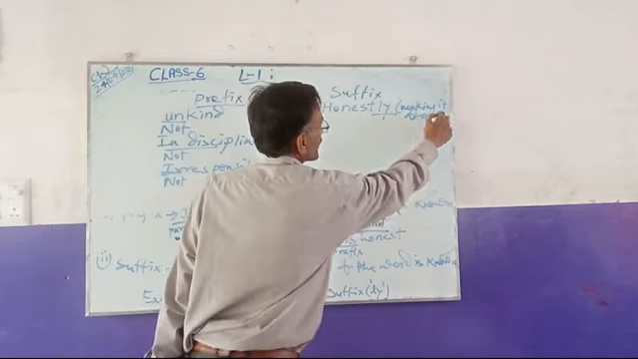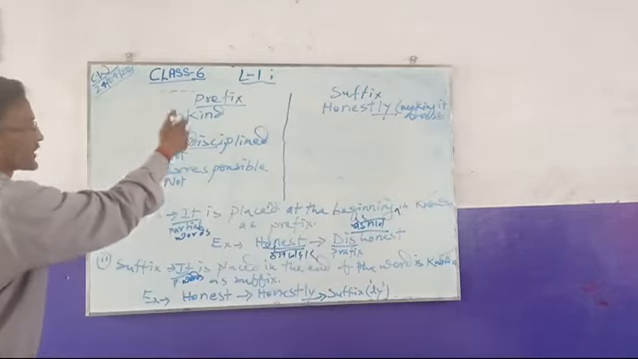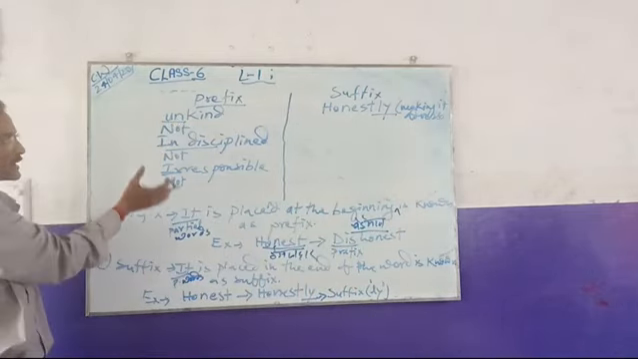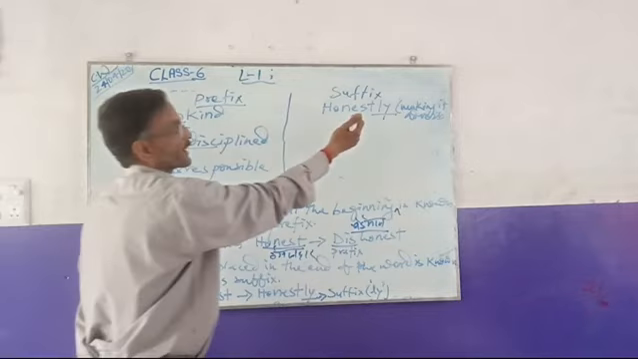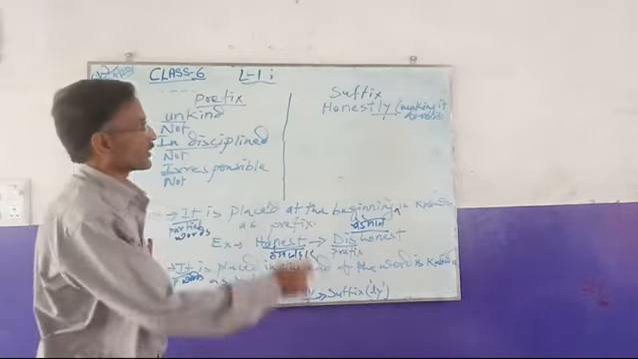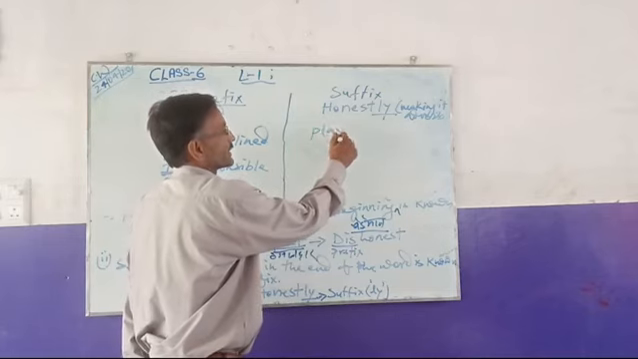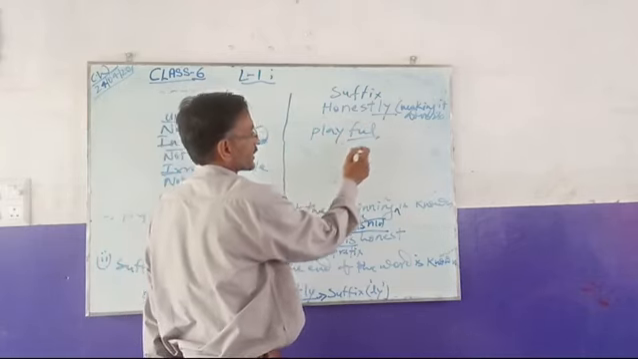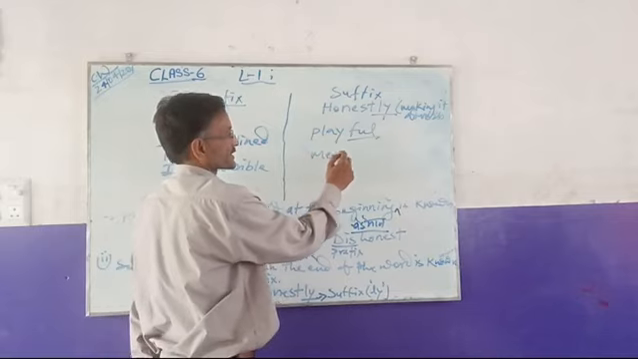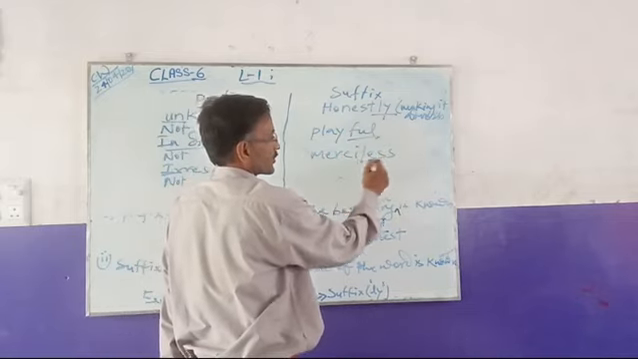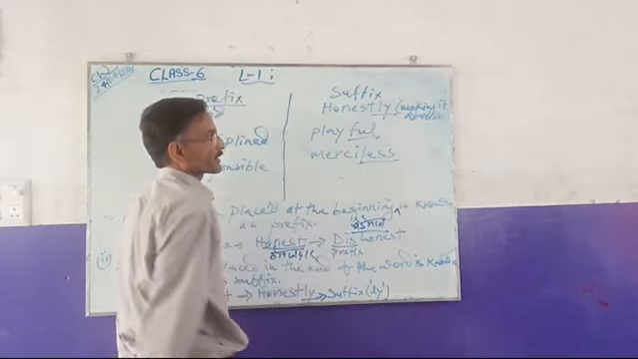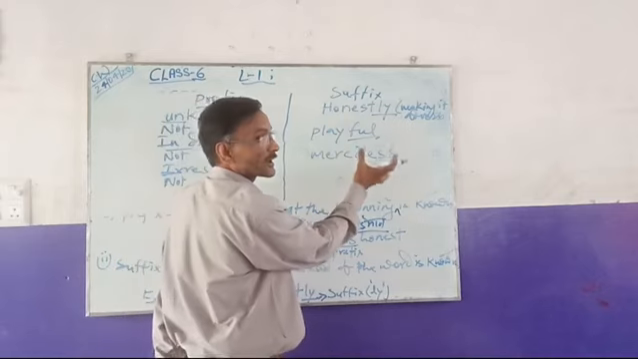So here you understand how a prefix works. It always comes before the word. The suffix part will always come after the word. Honestly, playfully, playful, or merciless. These are all suffix parts. They come after the root word.